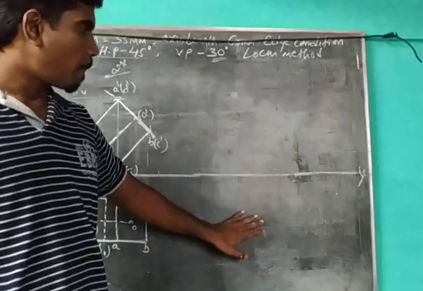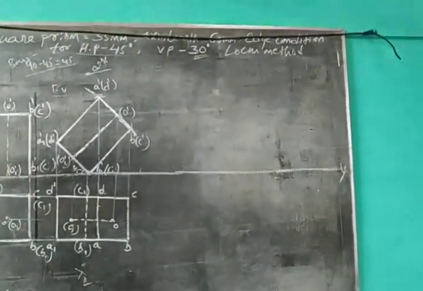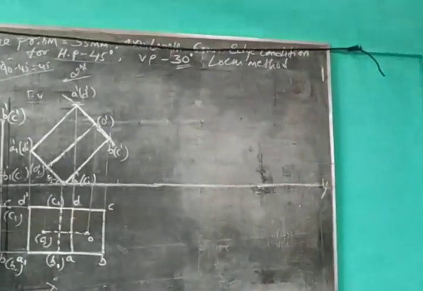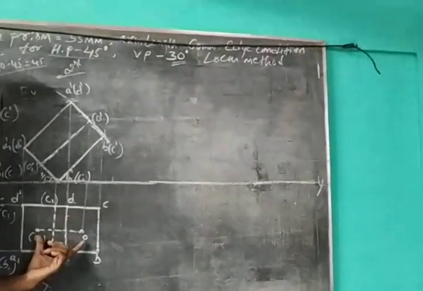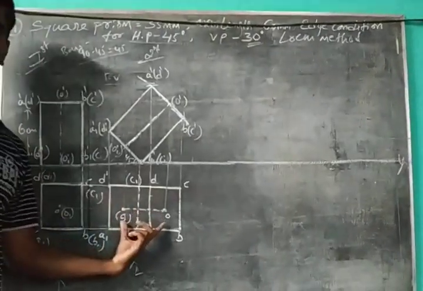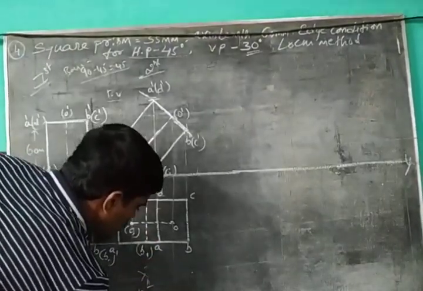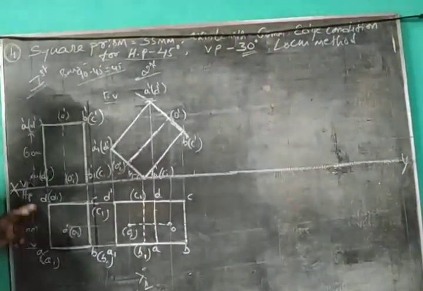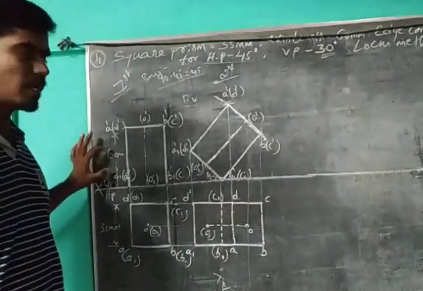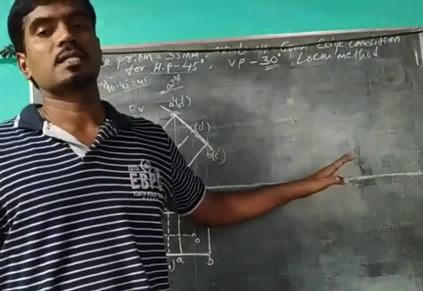So in the third position, the VP inclination is 30 degrees. I told you it is a locus method because this axis is 60 mm. For the same axis, if you measure here, it is reduced from 60 to somewhat. If you measure, it is around 42 mm. So in the first position the axis is 60, but in the second position it is 42. That's why you have to go with the locus method in the third position.